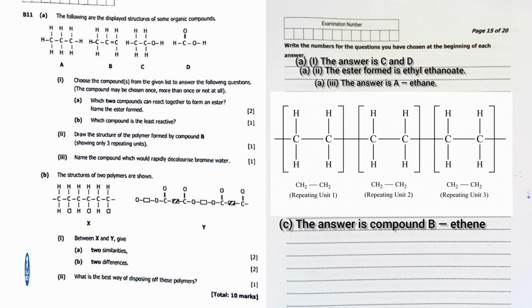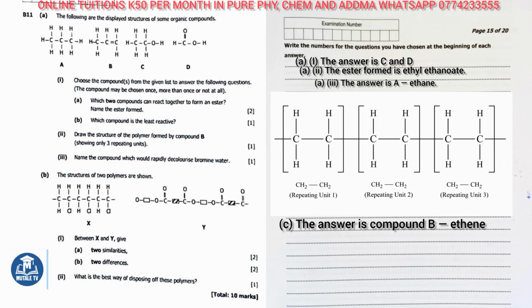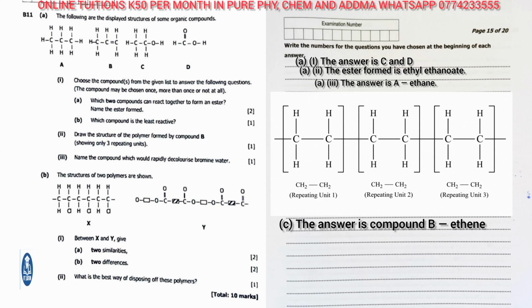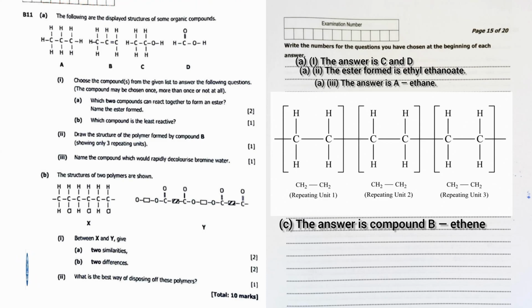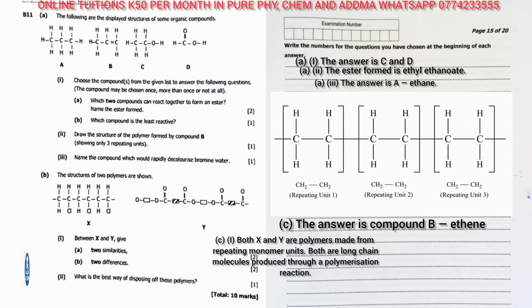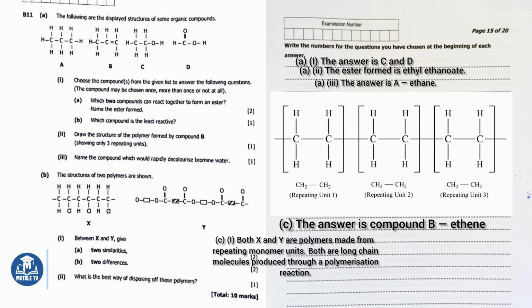Part B. Part 3 says, name the compound. Looking at the structure of polymer X in the diagram, which shows a carbon backbone with chlorine atoms attached to alternating carbons, the name is polyvinyl chloride, commonly known as PVC. Part C. Part 1 says, between X and Y give 2 similarities. Both X and Y are polymers made from repeating monomer units. Both are long-chain molecules produced through a polymerization reaction.